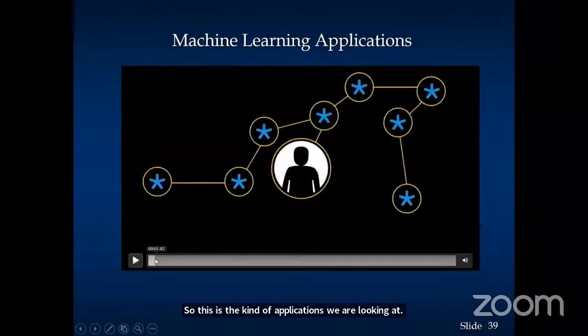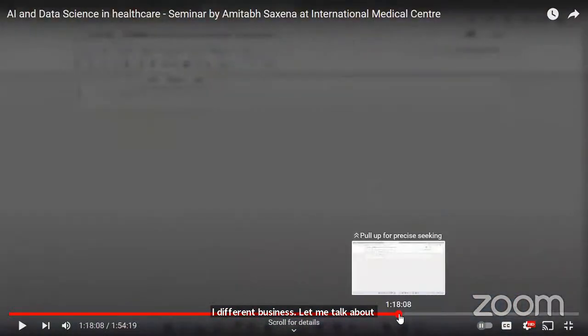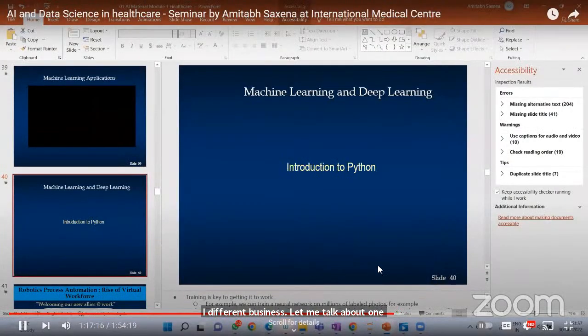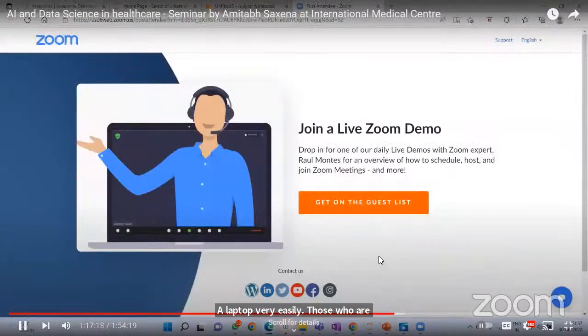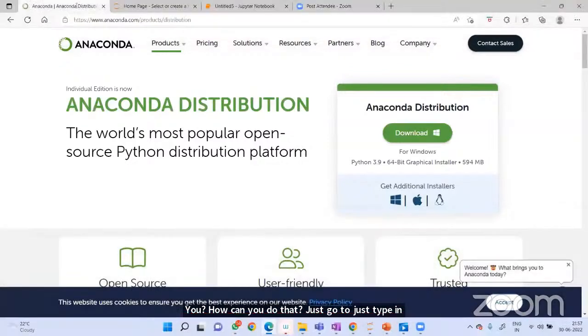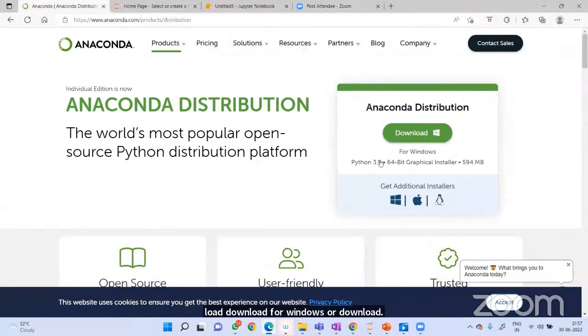Let me talk about how you can set this up on a laptop very easily. Those who are interested, I can tell you how you can do that. Just go to Google, type Anaconda distribution, and click on download. Download for Windows or for Apple computers, if you've got Mac, and choose your relevant configuration. Once you download, install it. It's very easy to install. It's like any other computer program. You download and install. It will give you all the instructions.